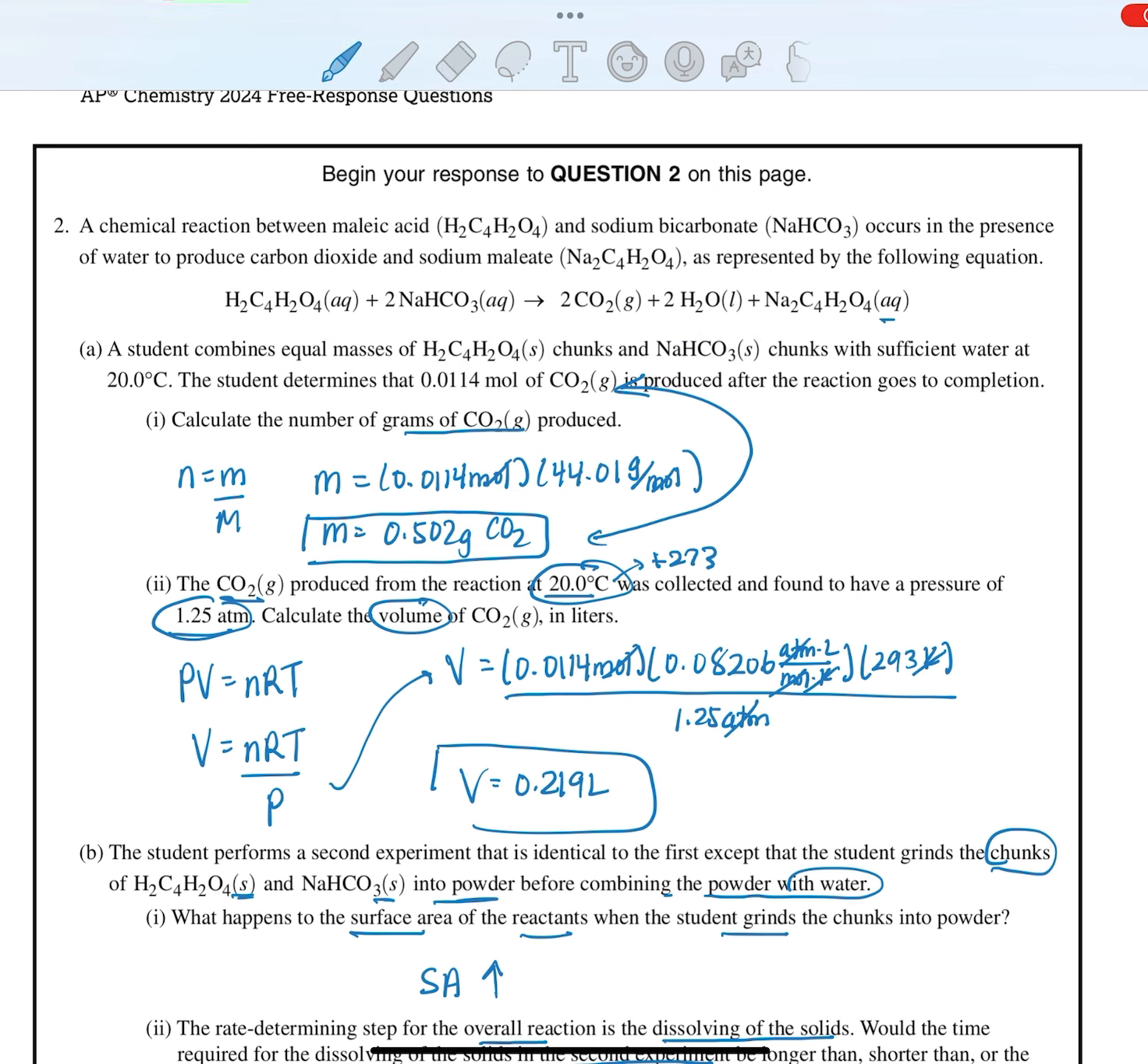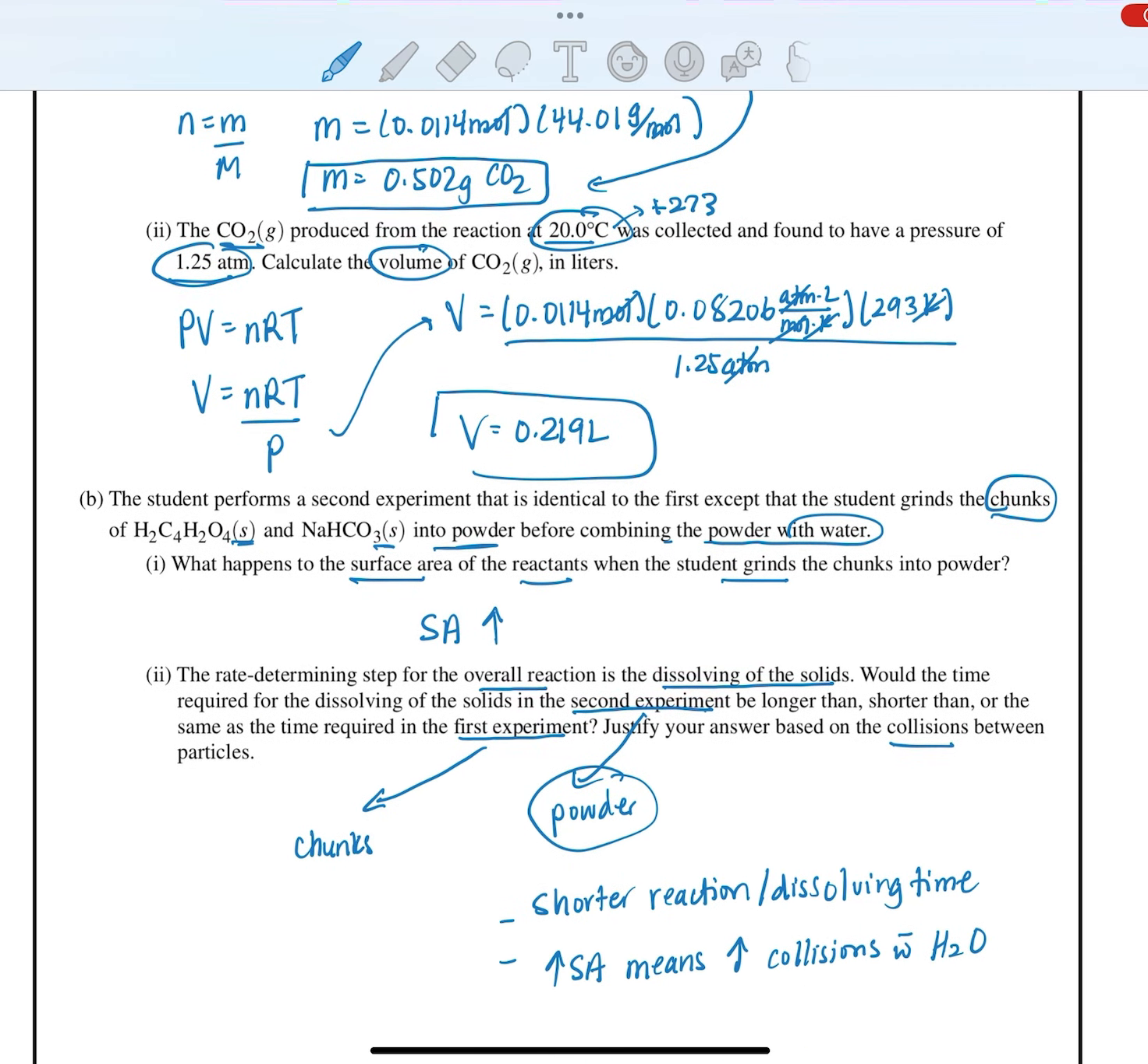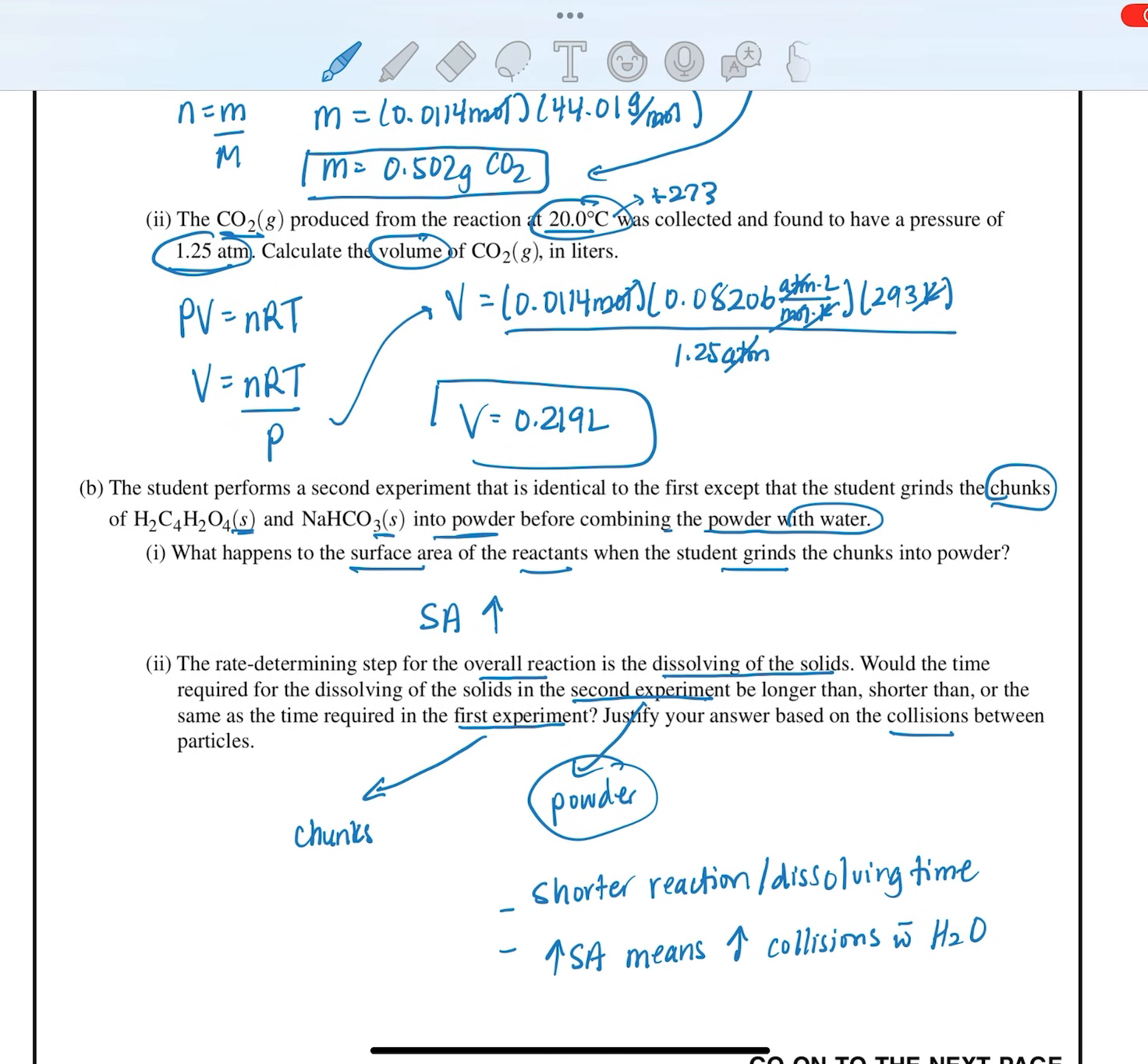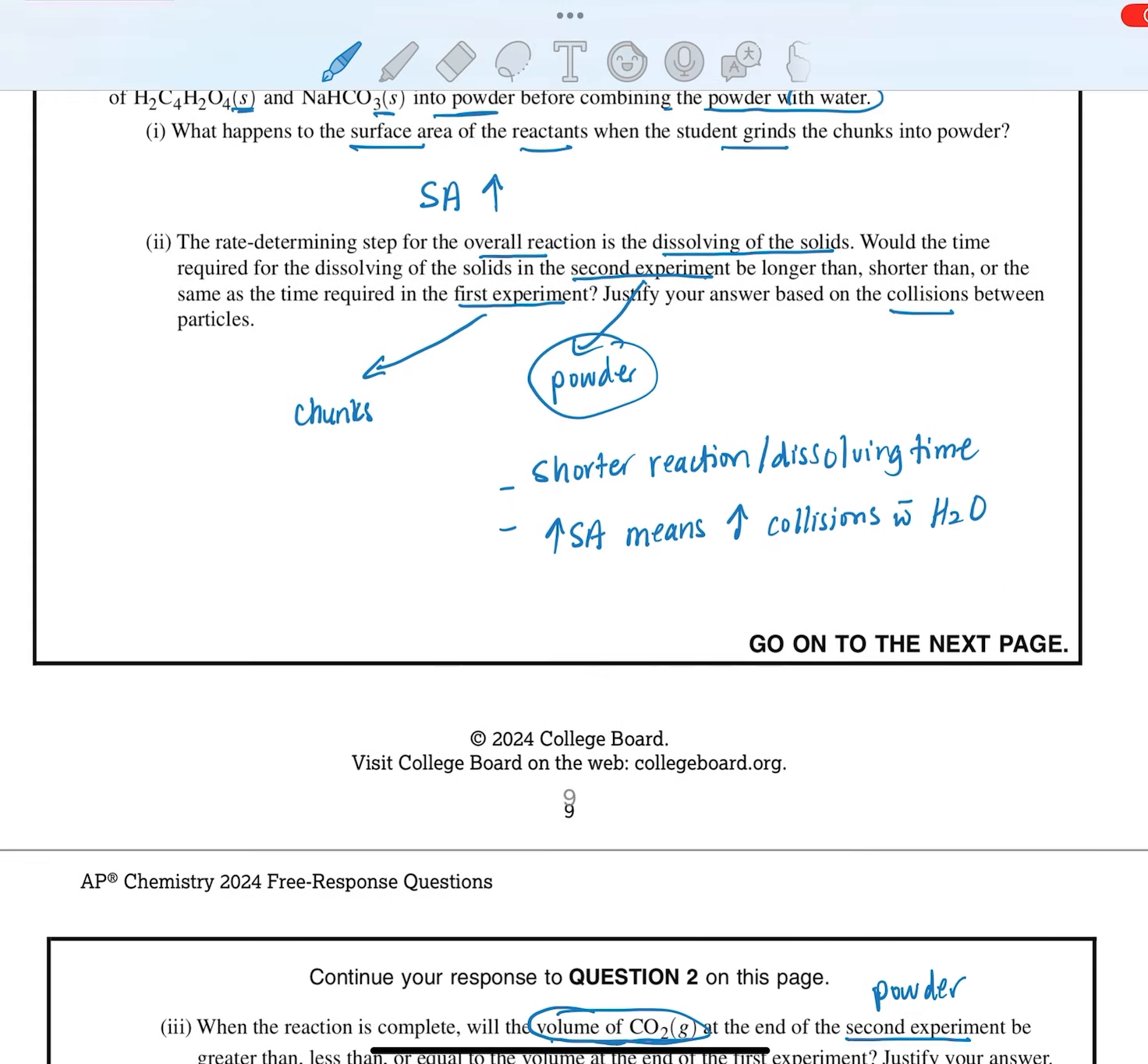You have to always go back and forth. I know these questions are kind of wordy, so you have to go back and look at the question, highlight key things, and find the information there, because there's a hint in 2A where it says a student combines equal masses of your first compound and your second compound. So equal masses means whether it was in chunks or a powder. Look at what it says here: the student performs a second experiment identical to the first, except that you're using powder, but you did not change the amount of reactant you have.